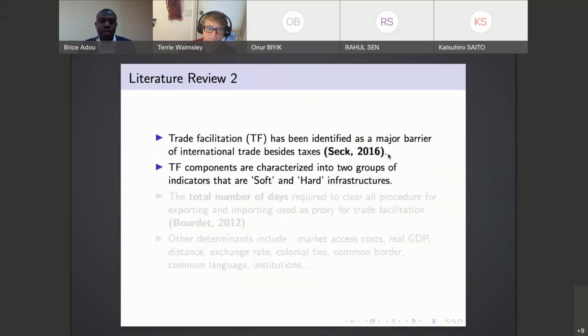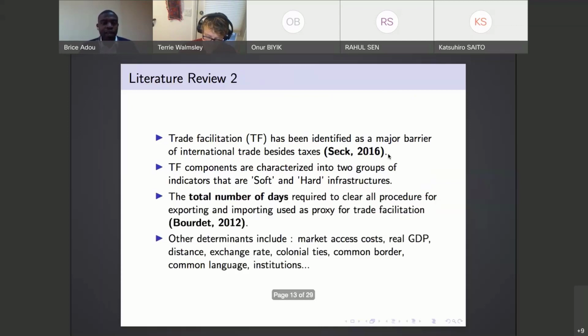So we also mentioned from the literature that trade facilitation is an important factor in international trade besides taxes, and that was a study conducted by SEC in 2016. It's important both in developed and developing countries, but more in developing countries. We also define two groups of trade facilitation, meaning soft and hard infrastructure trade facilitation.